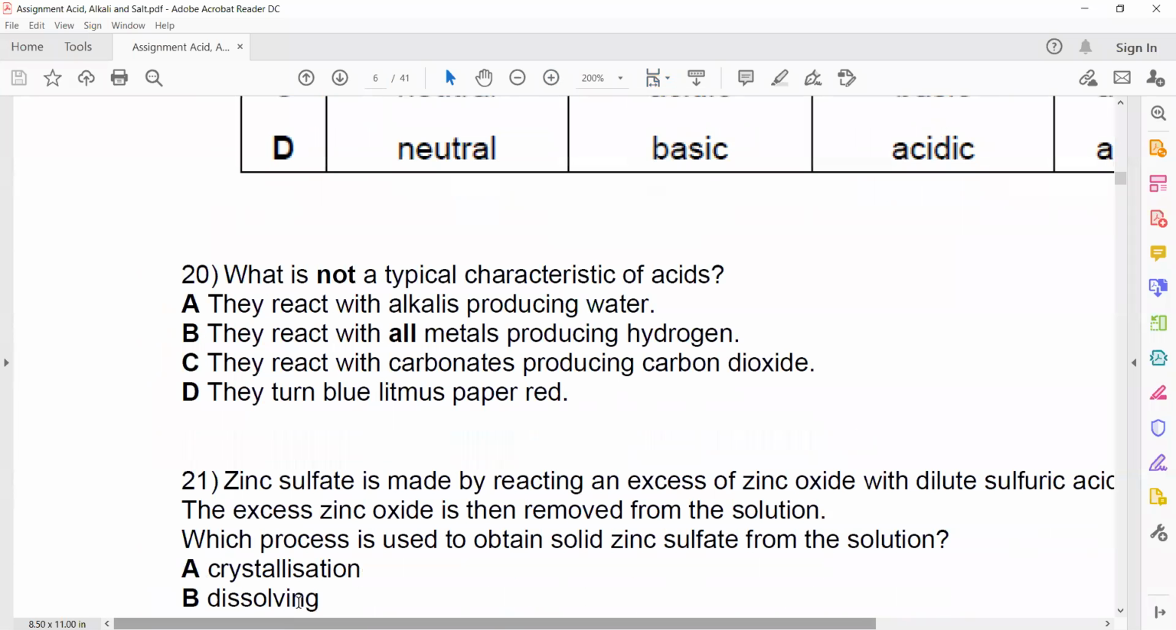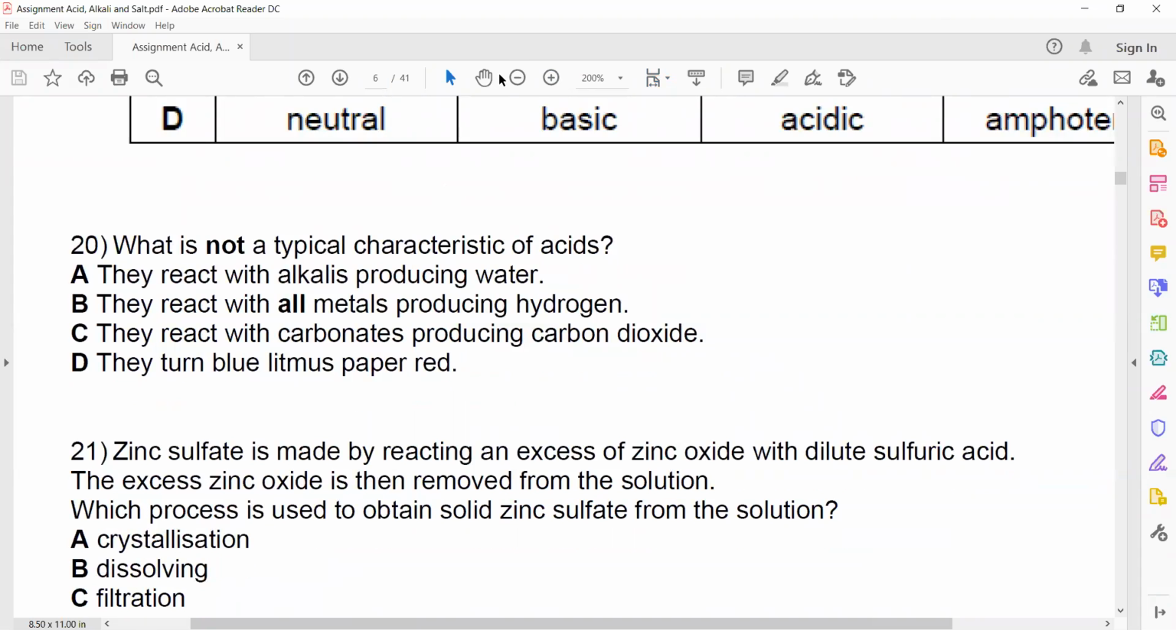Question 20. What is not a typical characteristic of acid? React with alkali to produce water. That's correct. React with carbonate to produce carbon dioxide. That's also correct. Turn blue litmus red. That is also correct. But react with all metals. Acid does not react with all of the metals. Less reactive metals do not react, for example silver and platinum, you don't find their reactions. That's why B is the correct answer.